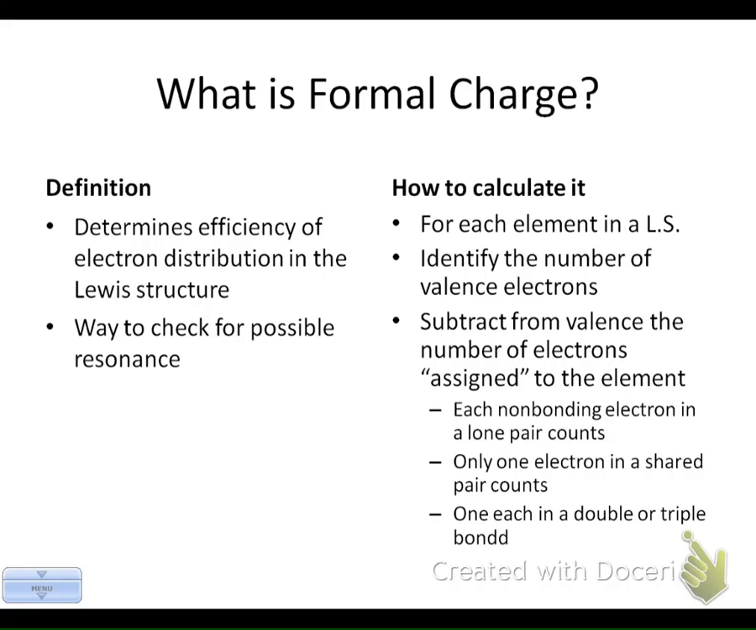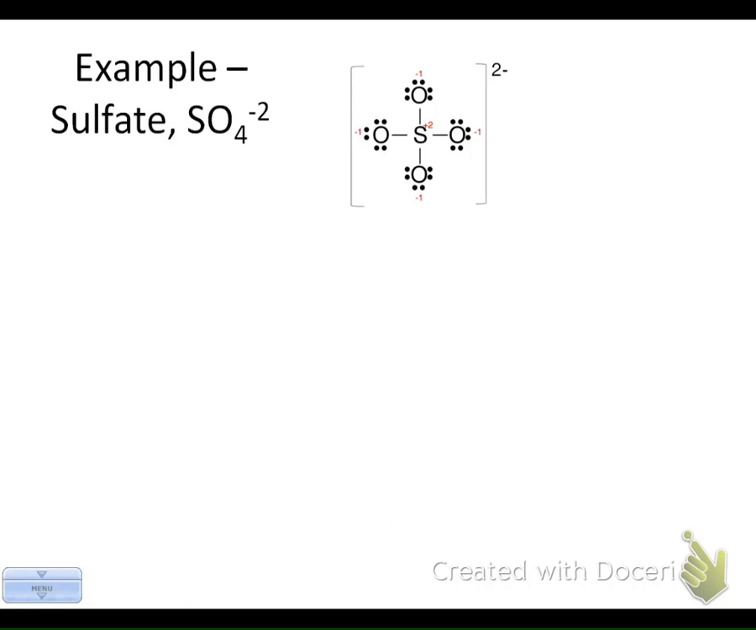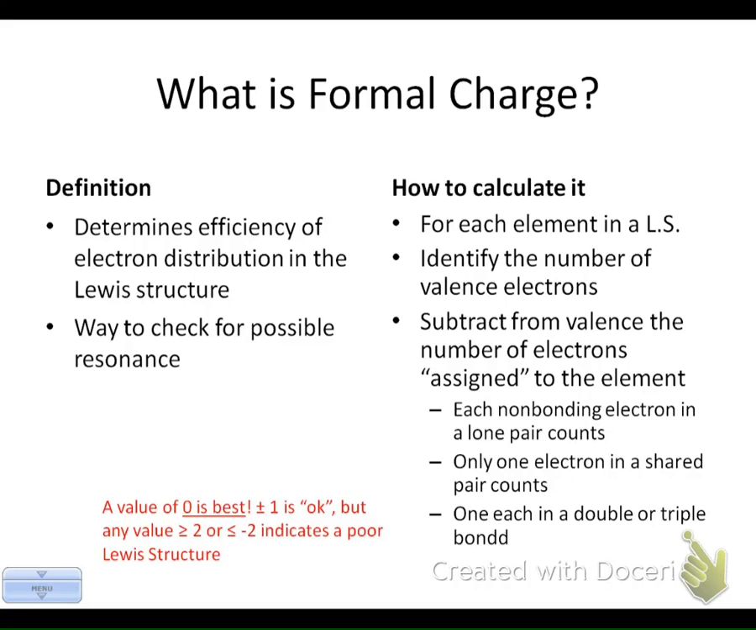So on the right-hand side, we have some rules to calculate formal charge. Again, you'll need the periodic table. For each element in a Lewis structure, you need to first identify the number of valence electrons that element would have. Pretty easy to do. Then, this is the critical step, we need to subtract from that number the number of electrons assigned to the element in the Lewis structure.